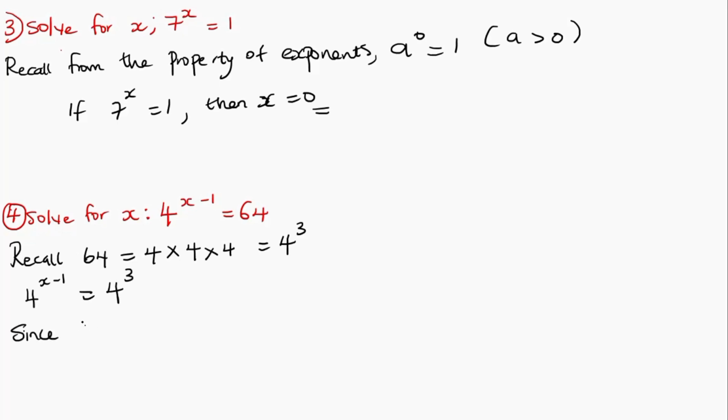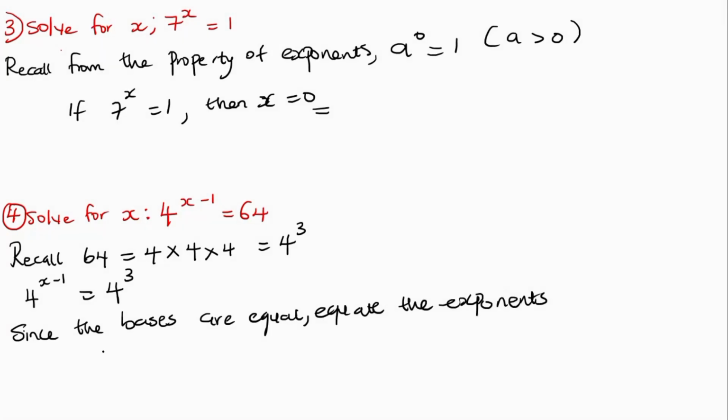So we can say since the bases are equal, all you need to do is to equate the exponents. So you simply equate the exponents, and this becomes x minus 1 equals 3. So solving for x, we have x is equal to 3 plus 1, and x is equal to 4. And this becomes our answer. So guys, these are some ways in which you can solve exponential equations by making use of this property.